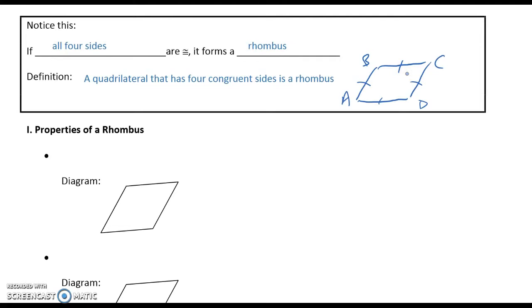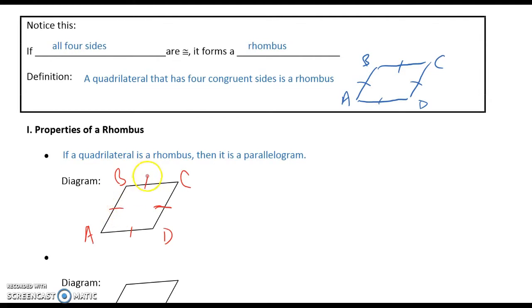So the first one says if a quadrilateral is a rhombus, then it's also a parallelogram. And that kind of makes sense with our title, right? We're talking about special parallelograms. Okay, so again, if we have a rhombus, then we have a parallelogram. So if you look at this diagram, I can tell it's a rhombus because of these four congruent sides. Or I could tell you in words, right? ABCD is a rhombus. And if we know that, then we know ABCD is also a parallelogram.